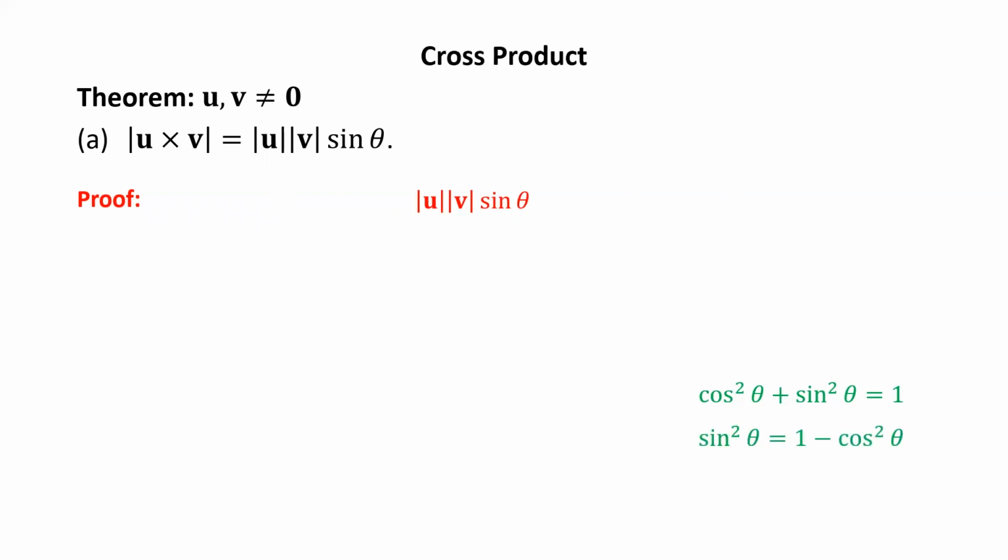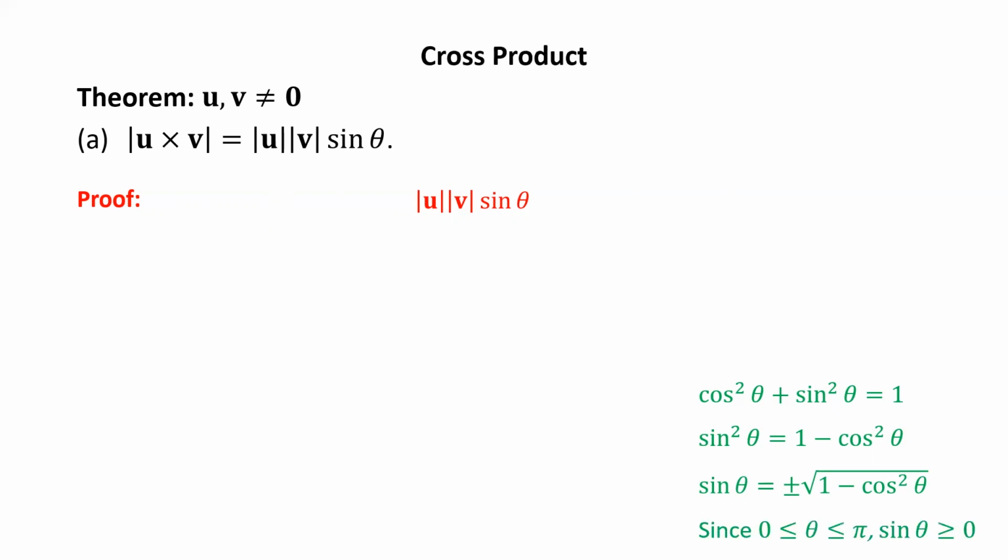So we could first subtract cosine squared theta from each side to get sine squared theta is 1 minus cosine squared theta, and then apply the square root property to get sine theta is plus or minus the square root of 1 minus cosine squared theta.